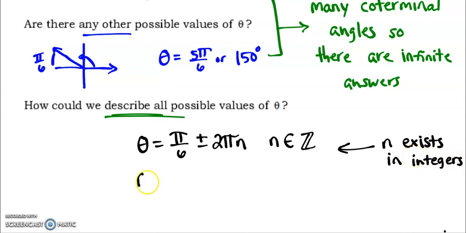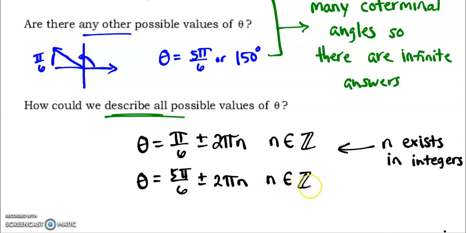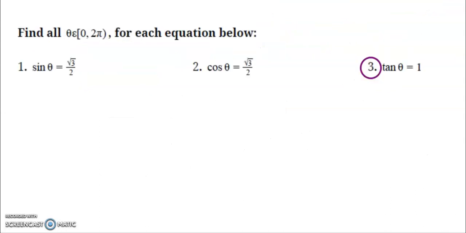Okay, and we could say the same thing for 5 pi/6. We could add or subtract 2 pi n, where n exists in Z. We're not going to test you on that notation, at least not in this unit, but I think it's useful for you to know and see that that's how you would say all, as in every single possible value of theta. Okay. I'm going to run through just a couple of examples here, and then you can always check the posted key when you try the rest of the problems.